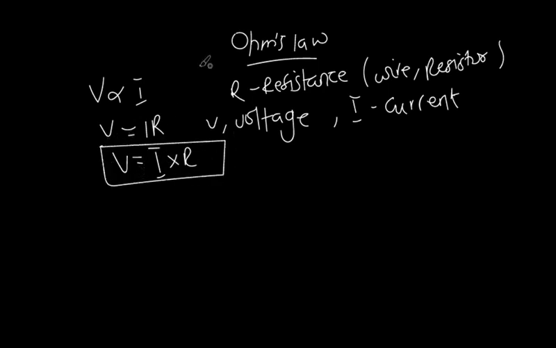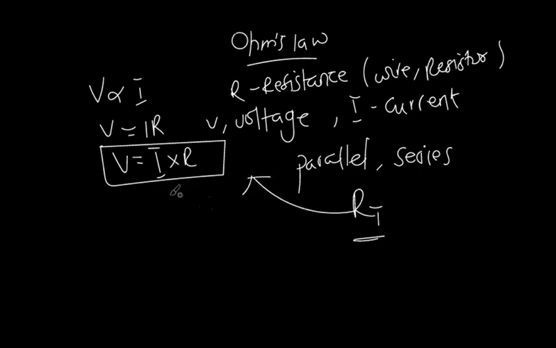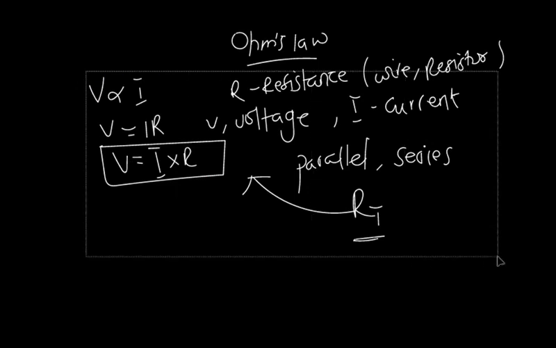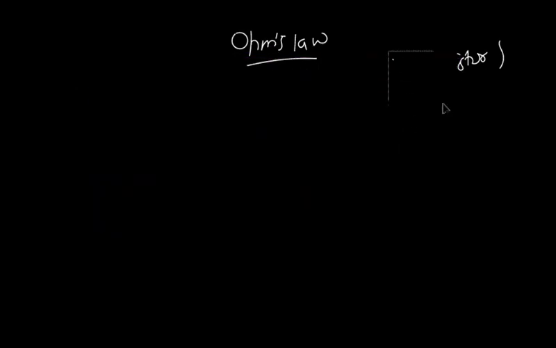Before we move on to solve problems using Ohm's law, we need to look at some instances where we have combinations of resistors. Assuming we have resistors connected either in parallel or in series, how do we get the total resistance before we use it in Ohm's law to get either the voltage or the current? This is really important, so we need to go through that. Let me get some space here quickly.